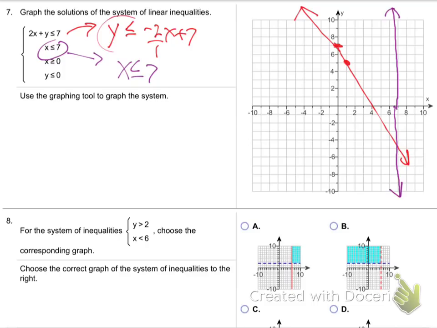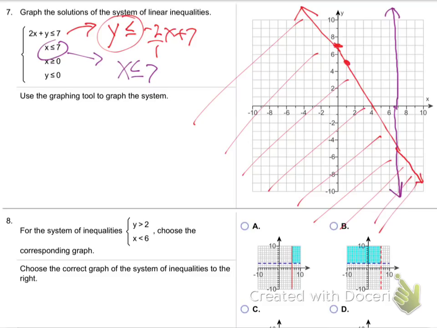So y is less than, below the y line. Everything below the y line. Maybe I should have extended this a little bit. Just make it a little further. So everything below that. And then the purple, x less than, so left of 7.